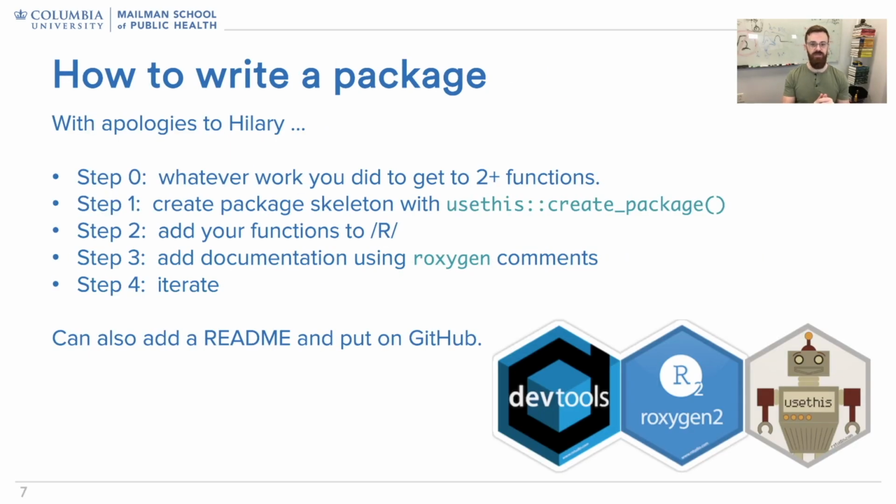So how should you write a package? This is structured on that same blog post that I mentioned a moment ago. You do whatever you're going to do until you end up with two functions. And once you've got two functions, you think, all right, time to write an R package. Then you create a package skeleton. Here you're going to use a function called create_package in the usethis package. You put your code into the R folder, and then you're going to add some documentation using Roxygen, which we'll talk about in just a little bit.